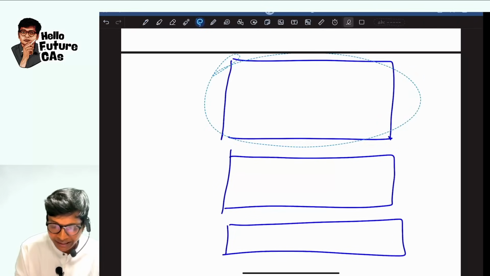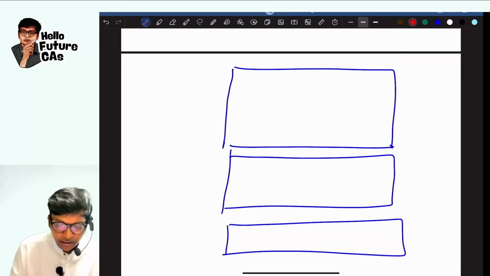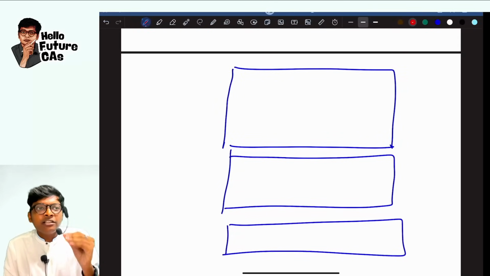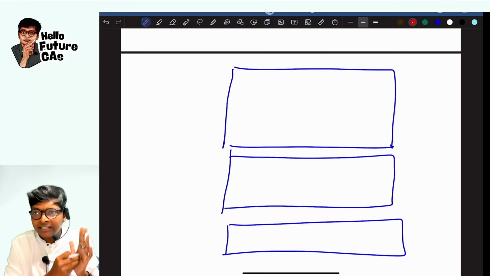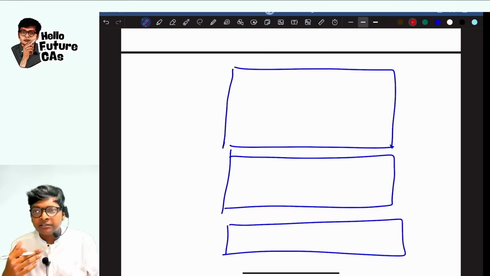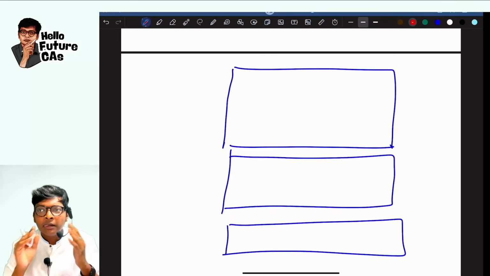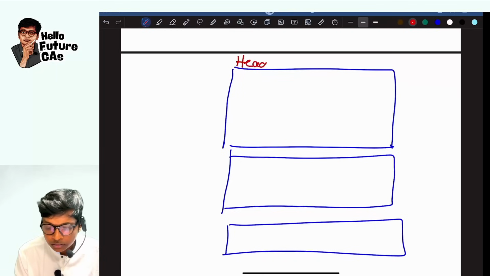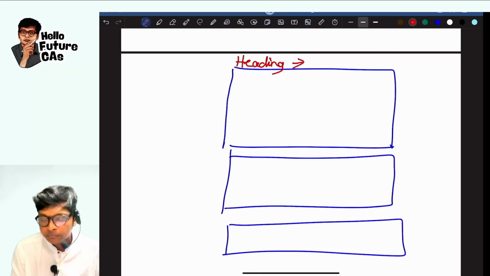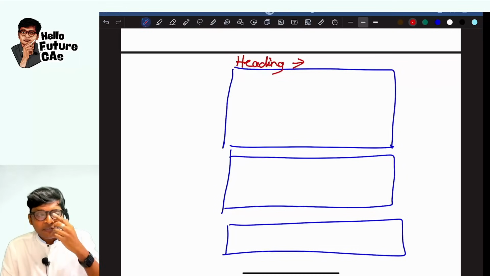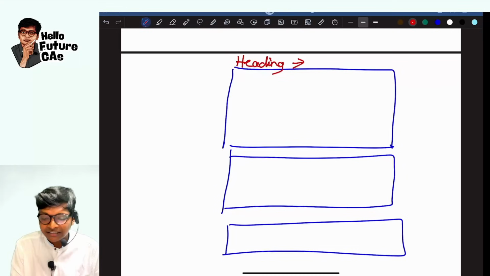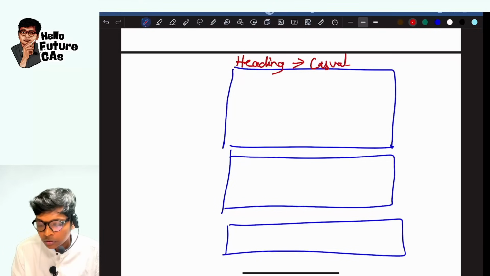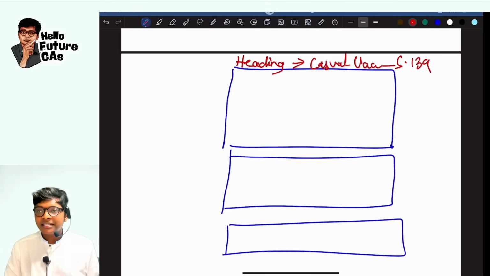What I am telling might have some slight changes from what the All India rank student has done, but I have seen many other answer sheets. This is what I was able to get from Telegram channels. Whichever answer I am writing first, I will give it a heading on top. For example, if I am writing about casual vacancy, I will write casual vacancy section number 139.